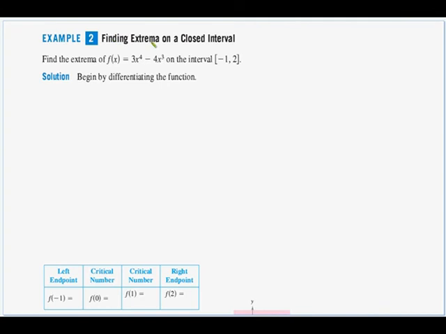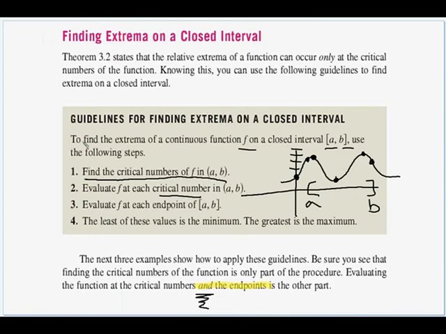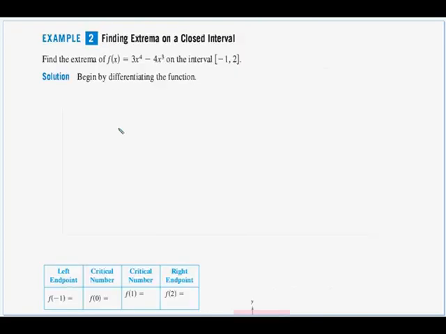So here in example 2, find extrema on a closed interval. Find the extrema of f of x is equal to 3x to the fourth minus 4x to the third over the interval from -1 to 2. So our first step is to find the critical numbers. And how do we do that? Is to derive it and set the derivative equal to 0.